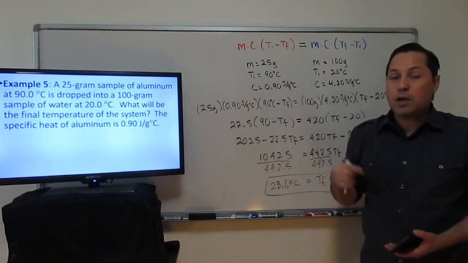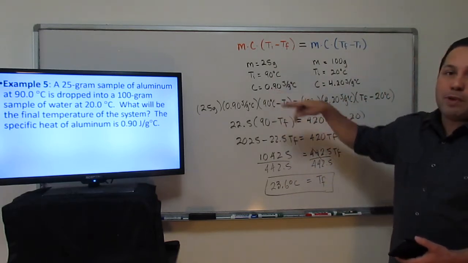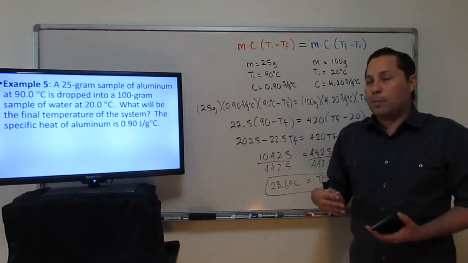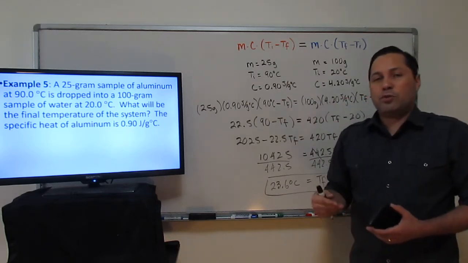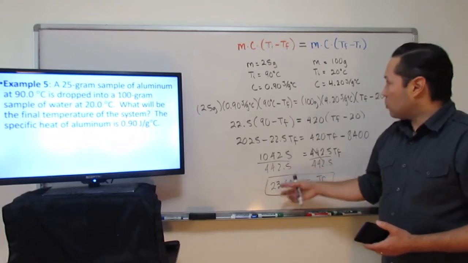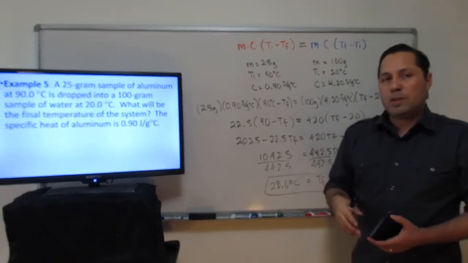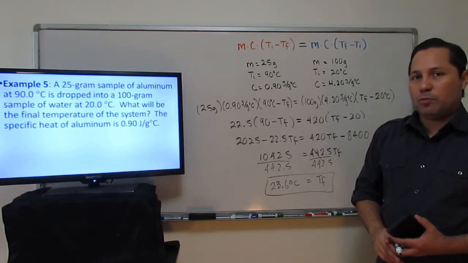That's reason number one. Reason number two also has to do with the specific heat. The specific heat of the metal is very low at 0.9. That means that its temperature fluctuates quite a bit. But for water it is much higher at 4.2. So its temperature fluctuates only a little bit. And that is why our answer is so much closer to the temperature of the water as it is to the temperature of the metal. Alright, that takes care of example number 5.